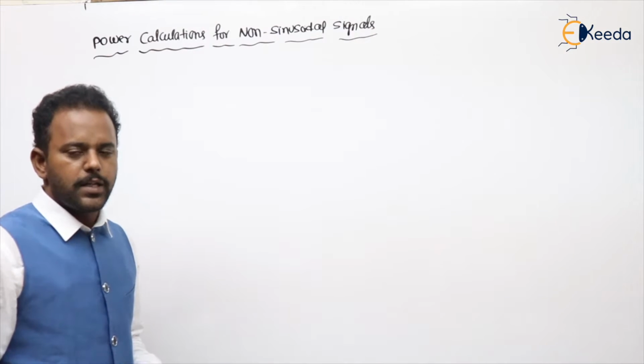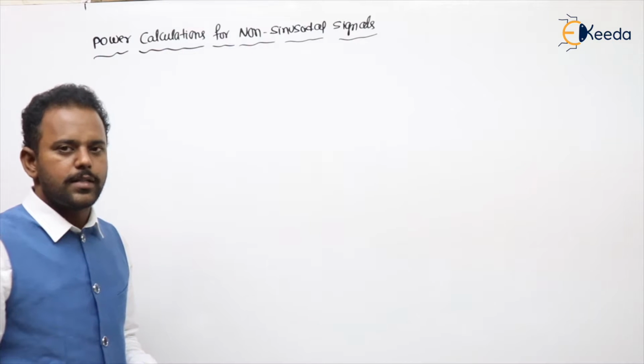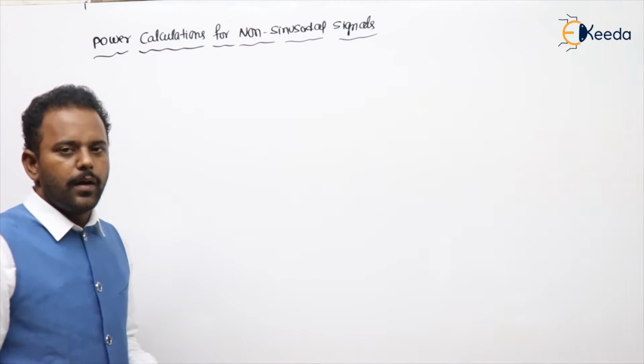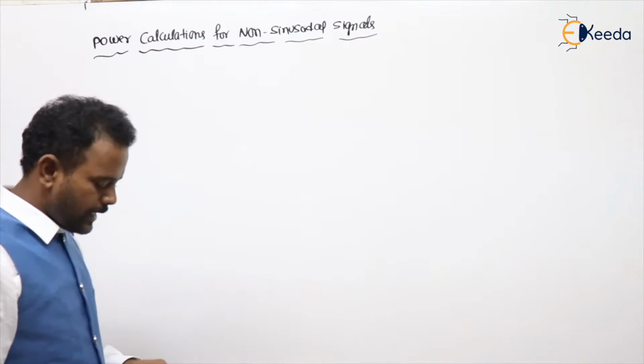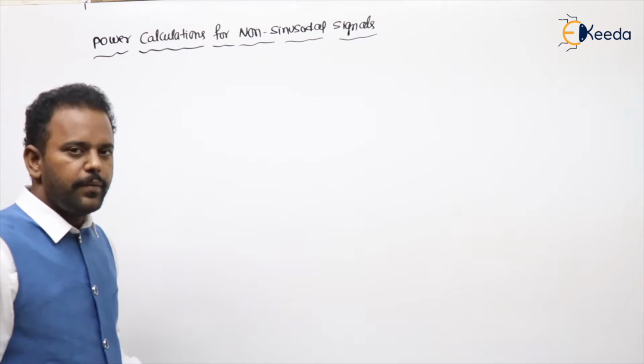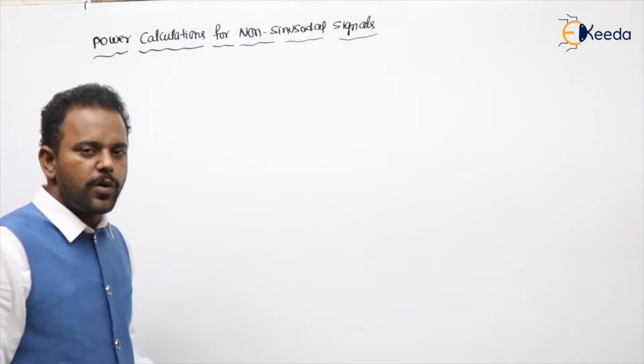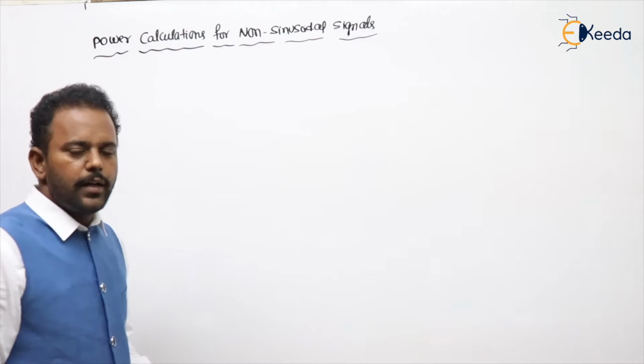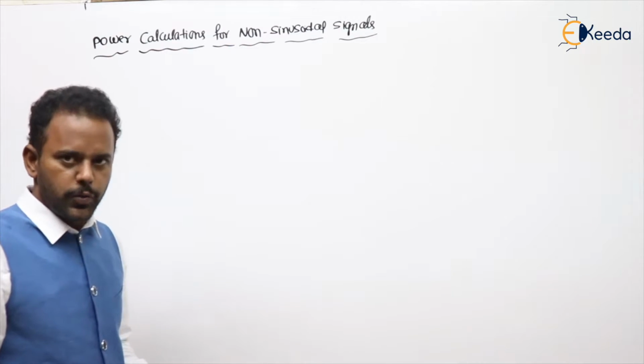The power calculations I already showed for the sinusoidal messages. Now I will show you the calculation for non-sinusoidal messages, and how we got efficiency 50% for the square waveform and 25% for triangular. Please follow.